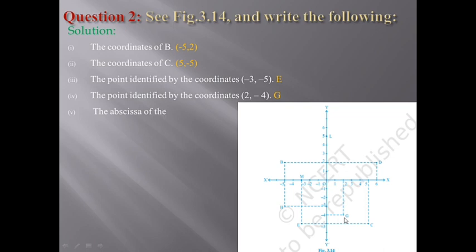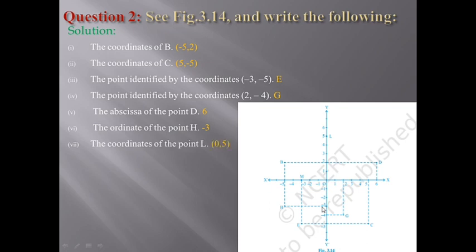Then the abscissa of the point D. What is the abscissa of point D? Here point D is given, and abscissa means the number on the x-axis. It is 6. So the abscissa of the point D is 6. The next question: the ordinate of point H. H is given here, and ordinate means the number on the y-axis. So it is -3.